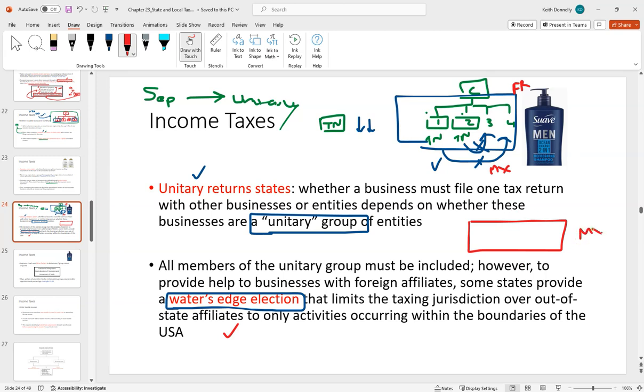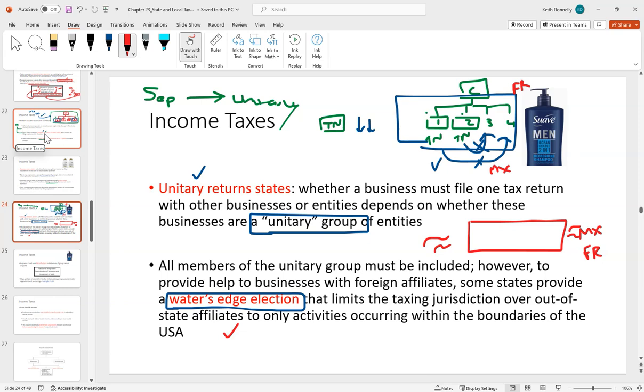In other words, the Mexico and the France one, they cannot be part of the unitary group for state income tax election. It's called water's edge, right? The reason for that is if you think about the water, if this box was the United States, you only get the ones that are within the United States as part of the unitary group there.